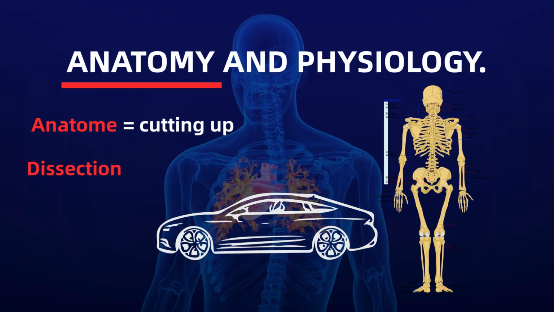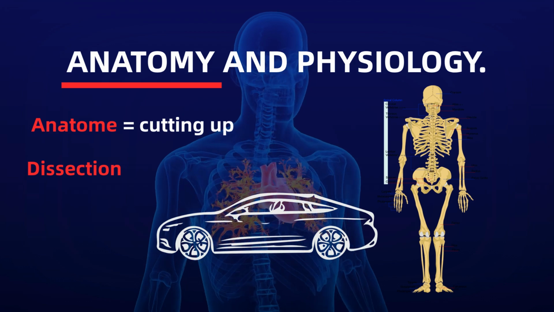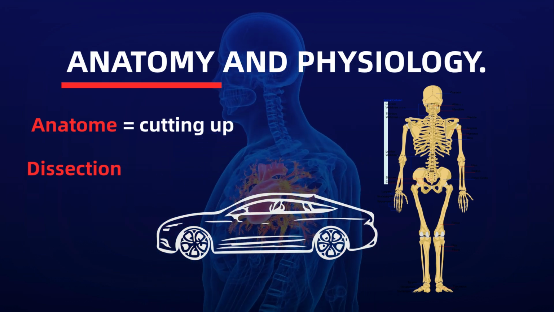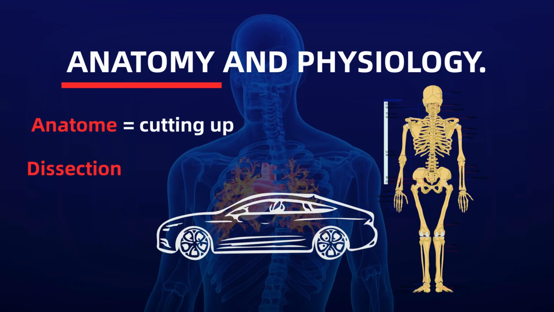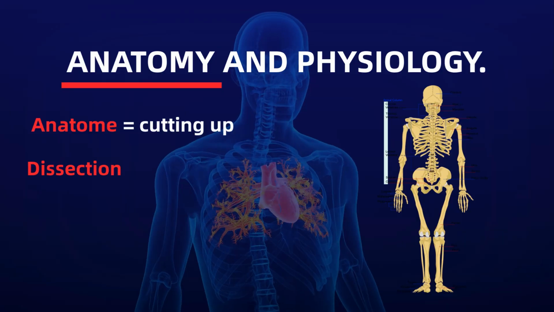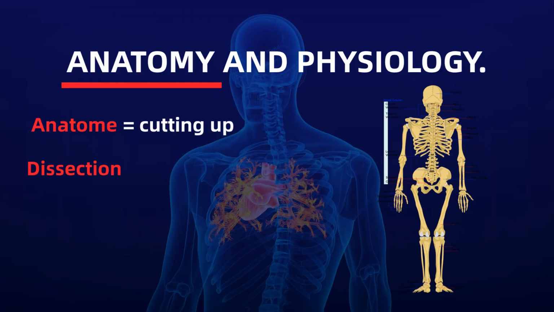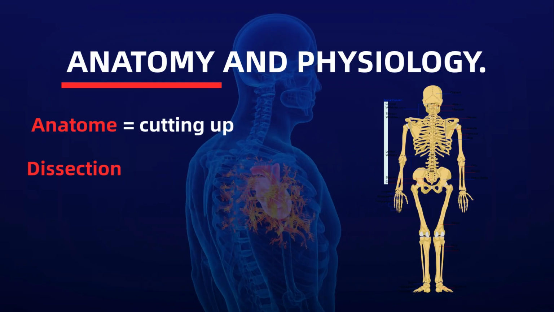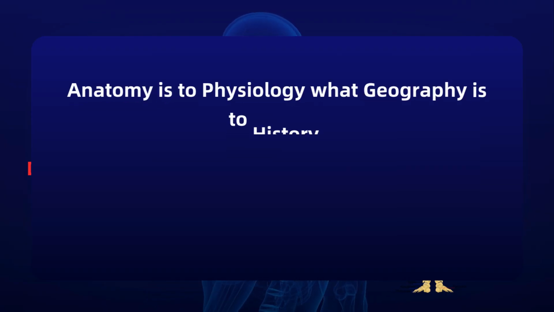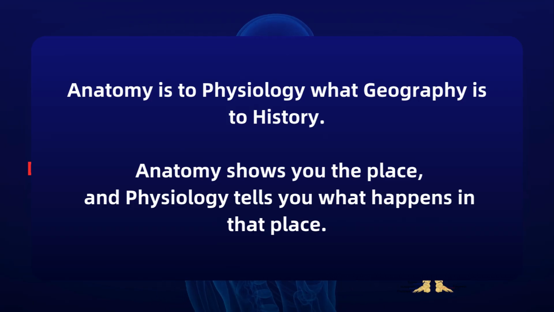That's anatomy. What about physiology? Physiology is nothing but learning about the functioning of the car, like how fuel moves, how brakes work, how the engine produces motion. That's physiology. Anatomy and physiology are always connected. You can't separate them. Anatomy tells you the structure, physiology tells you the function. Or, in simple words, anatomy is to physiology what geography is to history. Anatomy shows you the place, and physiology tells you what happens there.